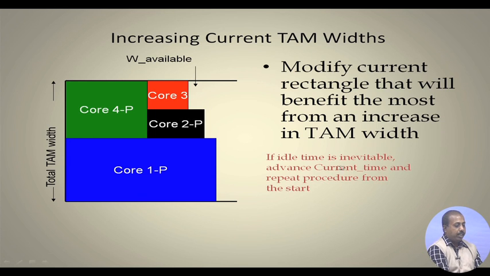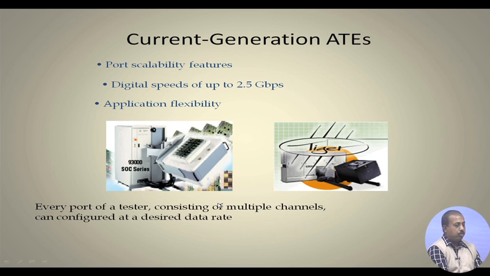So, if idle time is inevitable, at this point of time it may so happen that idle time is inevitable, then we advance the current time and repeat the procedure from the start. So, then the current time will be advanced. It is here. Now, you see that this cannot be modified further. So, it advances to the next point, and from that point onwards again the scheduling will start.